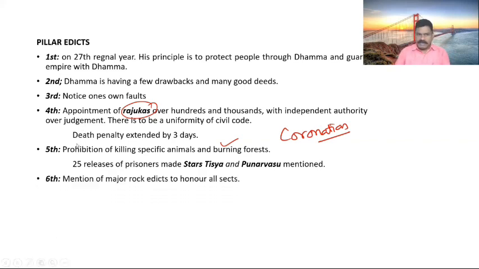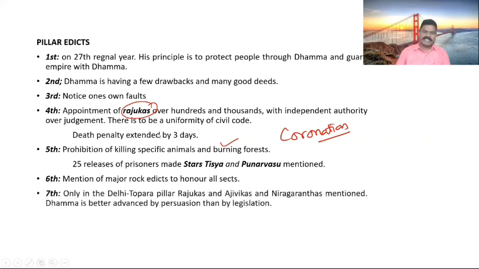The sixth pillar edict mentions, like the major rock edicts, honor to all sects. The seventh one is the biggest. It is only on the Delhi Topra pillar, which was shifted to Delhi by Firoz Shah Tughlaq. Rajukas, Ajivikas and Nigranthas are mentioned. Nigranthas means Jains. Dharma is better advanced by persuasion than by legislation.